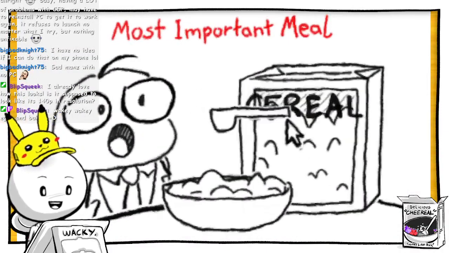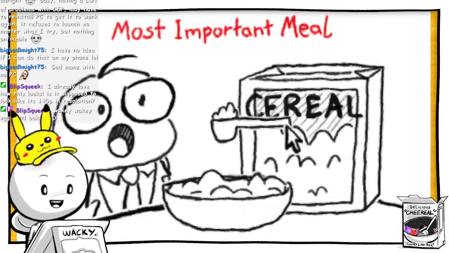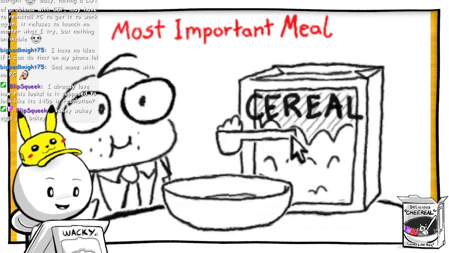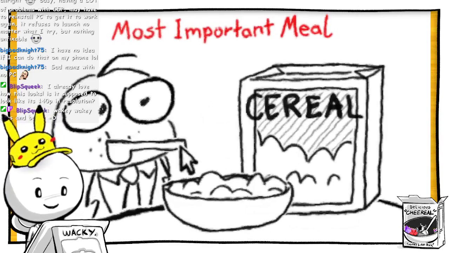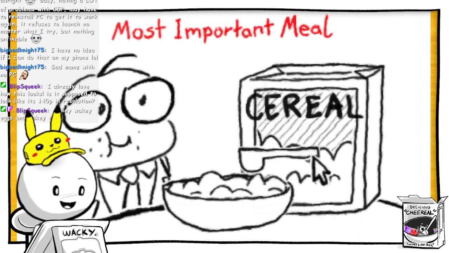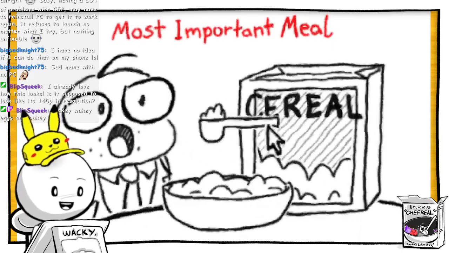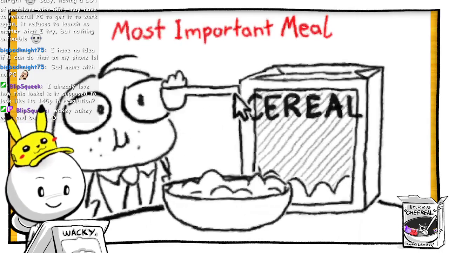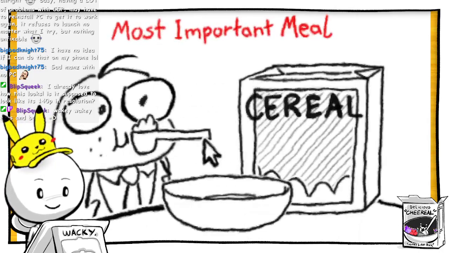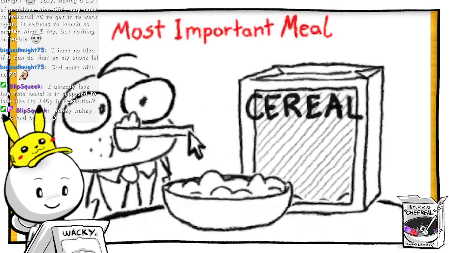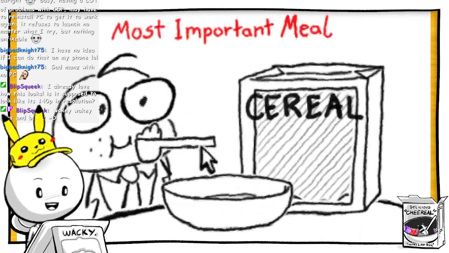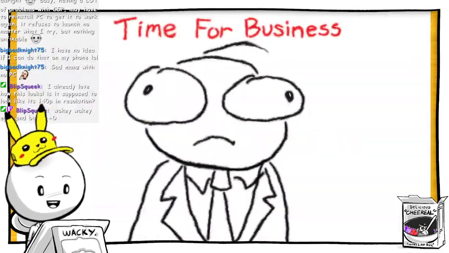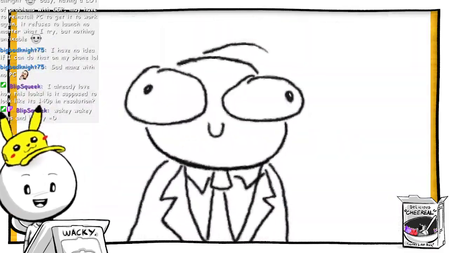Alright, Jimathan. Time for breakfast. Time for the most important meal, Jimathan. There you go. Be a big, strong businessman. Eat all the cereal. Eat it all up. It's good for you. Come on, hurry up. It's time for work. Eat the shit, Jimathan. Time for business. Oh, he likes business.